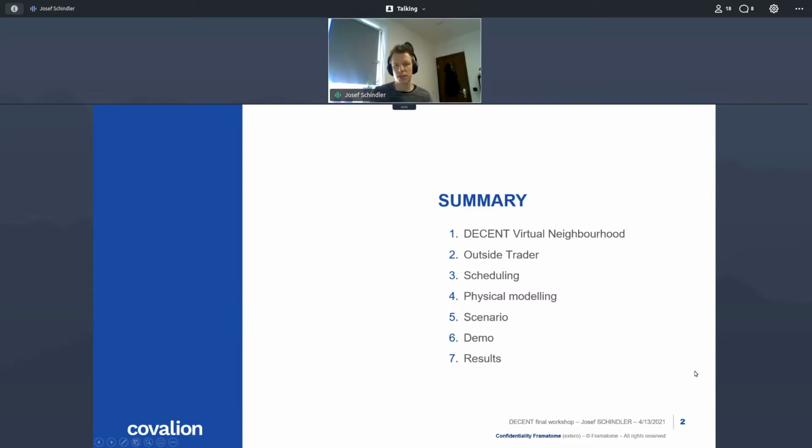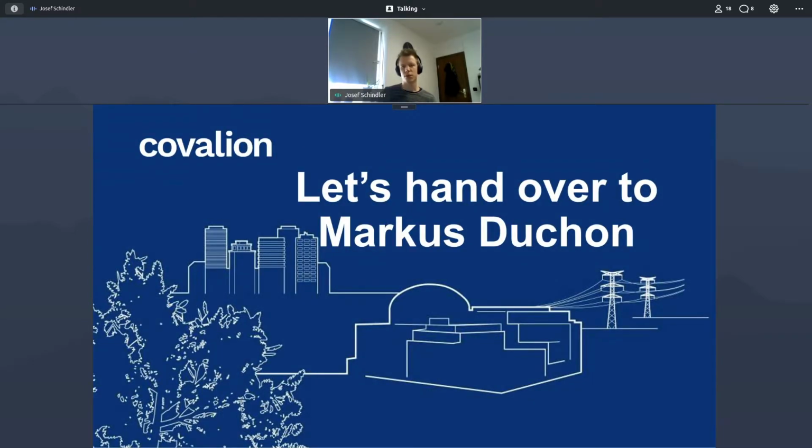Here's a short summary. First we will present the decentralized virtual neighborhood as a motivation again for this topic. Then I will talk about some mechanisms used for the scenario, which is then stated in section 5. Afterwards, I will present 2 demonstrations, or 1 demonstration and 1 result demonstration, and give some main results from the market simulation. So first, Marcus, please go ahead.